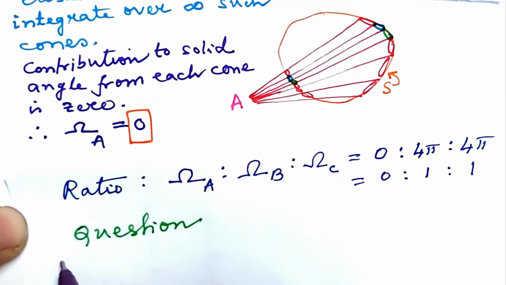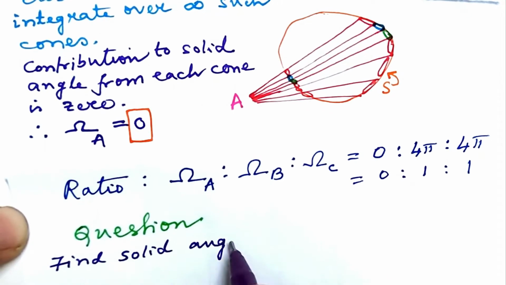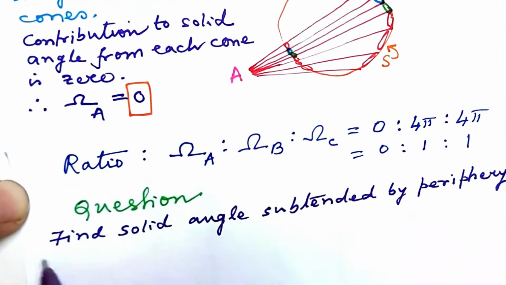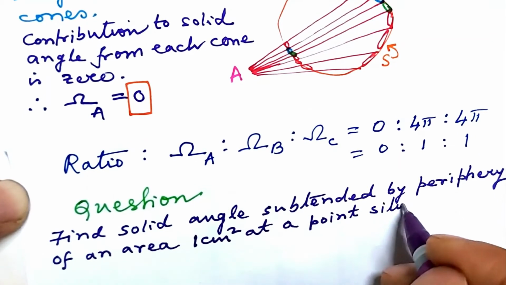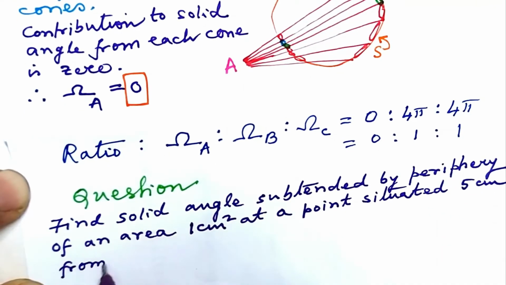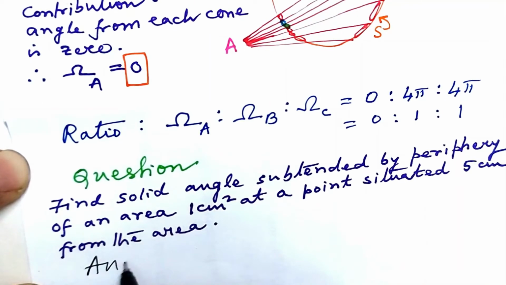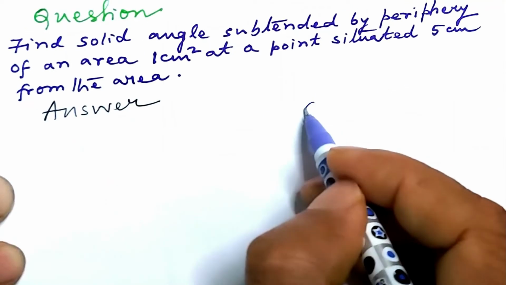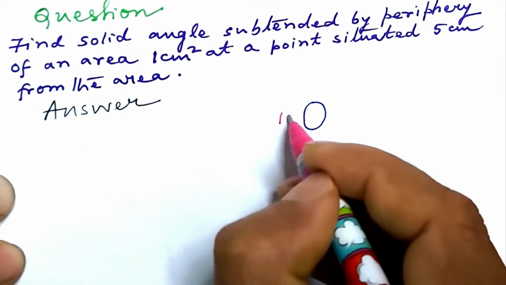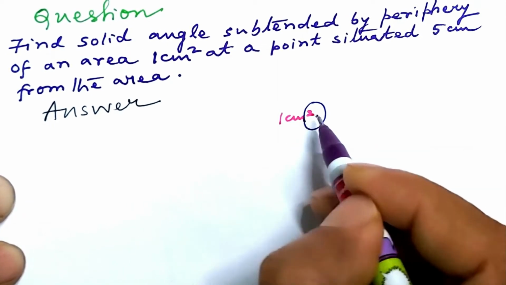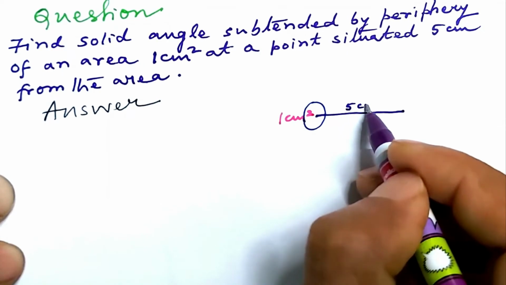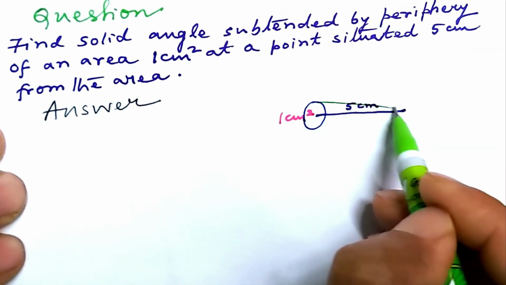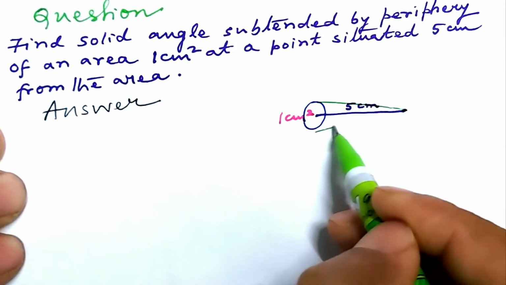Next question. Find the solid angle subtended by the periphery of an area 1 centimeter square at a point situated 5 centimeters from the area. Answer. This is the area of magnitude 1 centimeter square. Call it A. At a distance of 5 centimeters, there is a point. Let us join the peripheral points to the point.